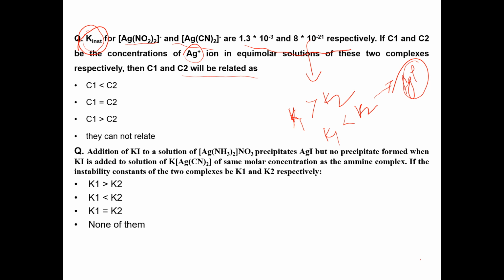If the instability constant is higher for K1, what does that mean? It is easily dissociating, and it will easily give the silver ion in the solution. So you can select the answer accordingly. I think this will be the right one.